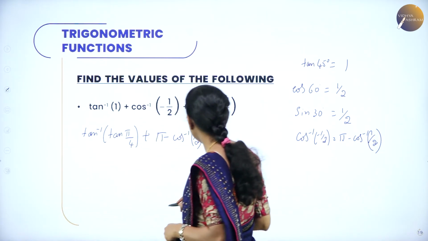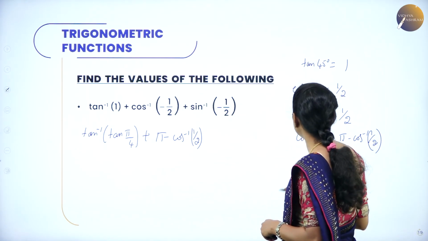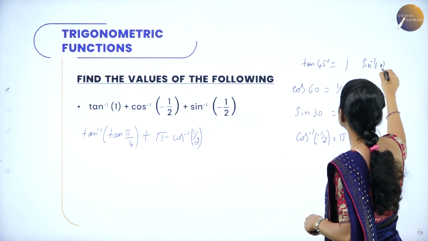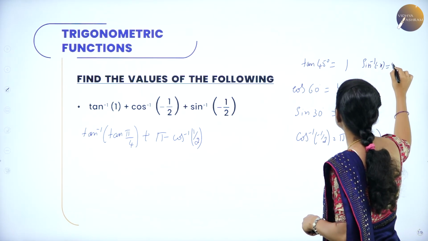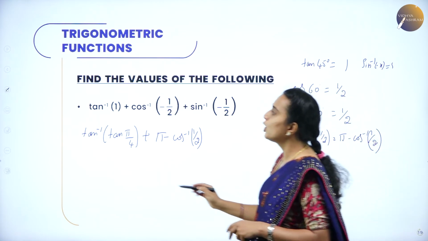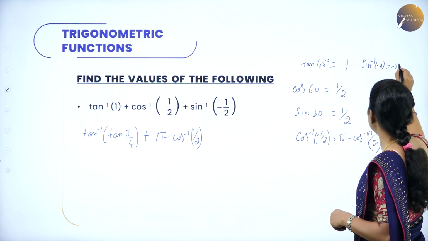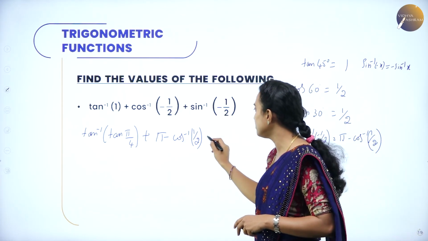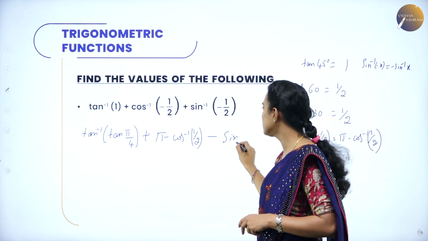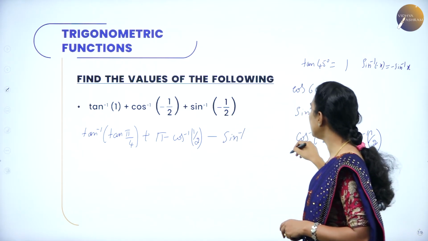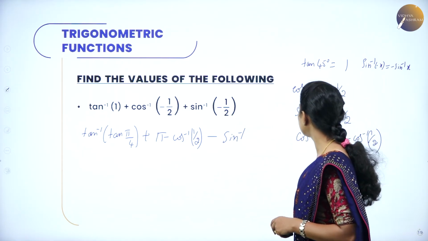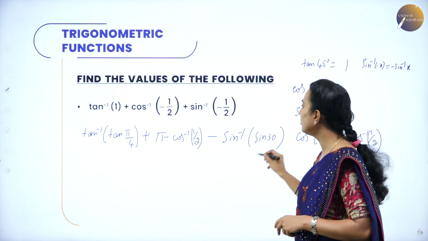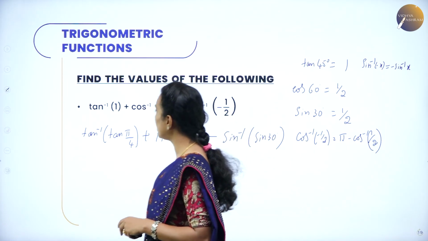Plus, what is this one? I can write it as sin inverse of minus 1 by 2. What is sin inverse of minus x? Sin inverse of minus x is minus sin inverse x. So I write it as minus sin inverse of 1 by 2, which is sin 30 degree. Now here I substitute: 1 by 2 can be written as cos 60 degree.